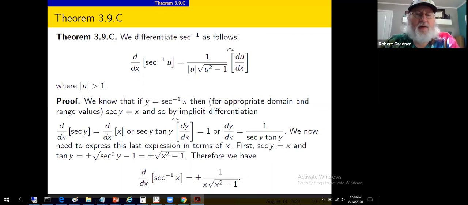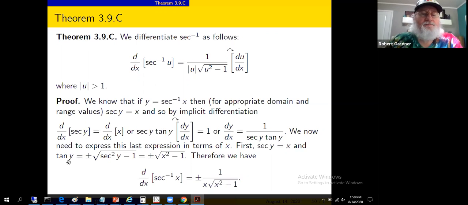Okay, let's see, secant y tangent y. Do you know that in terms of x? Actually, I know part of it. The secant y will just be x itself. So we'll get an x there. The tangent, we need to relate tangent of y to x. That is, we need to relate tangent of y to secant of y. And you know how to do that. I mentioned that a second ago.